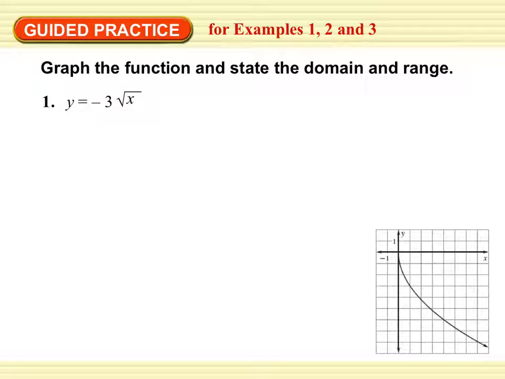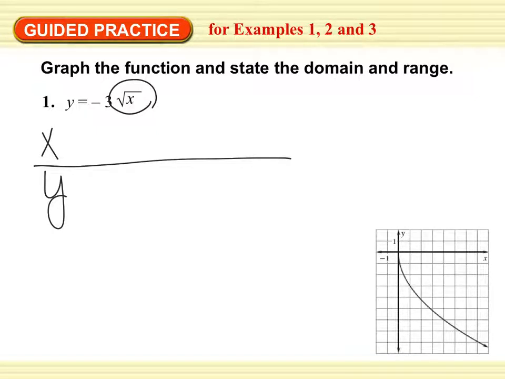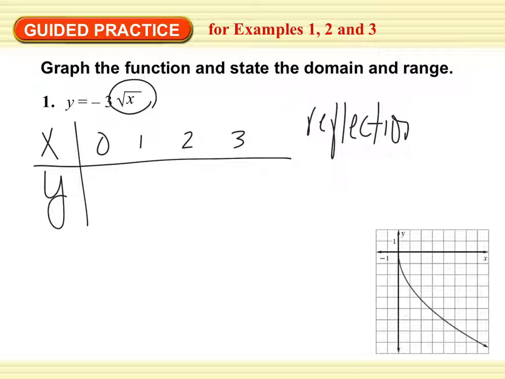So let's graph the function and state the domain and range. I've left the graph that the book put in because it's a lot easier than you trying to read my graphs. But if you plug in, this is the square root, so the domain I'm going to test is going to be 0, 1, 2, 3. And I'm going to plug that in and get my answers. This is a reflection over the x-axis because of that negative. So that's why our graph goes down.